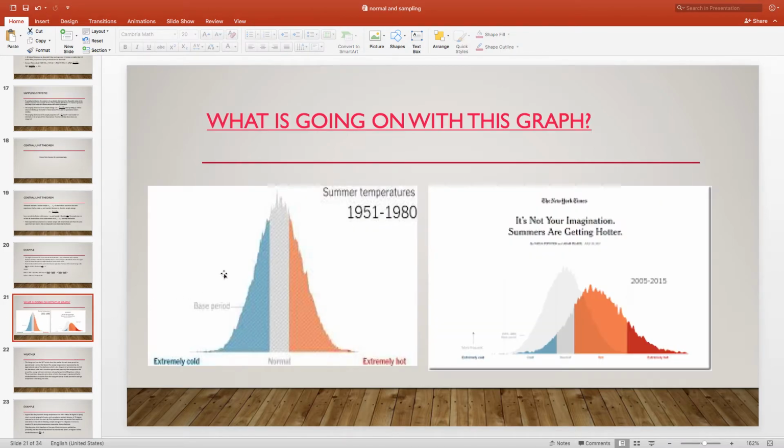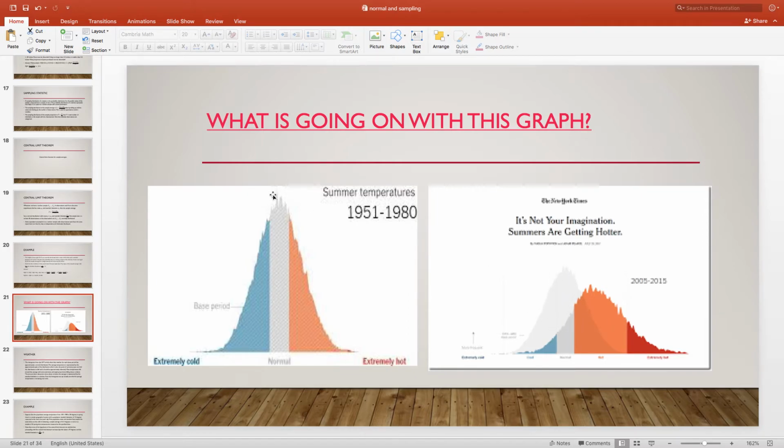We've seen this graph before. Okay, here's the summer temperatures from 1951 to 1980. Then here's the histogram of the summer temperatures from 2005 to 2015. We can see that temperatures are normally distributed in both graphs. They've been overlaid, right?